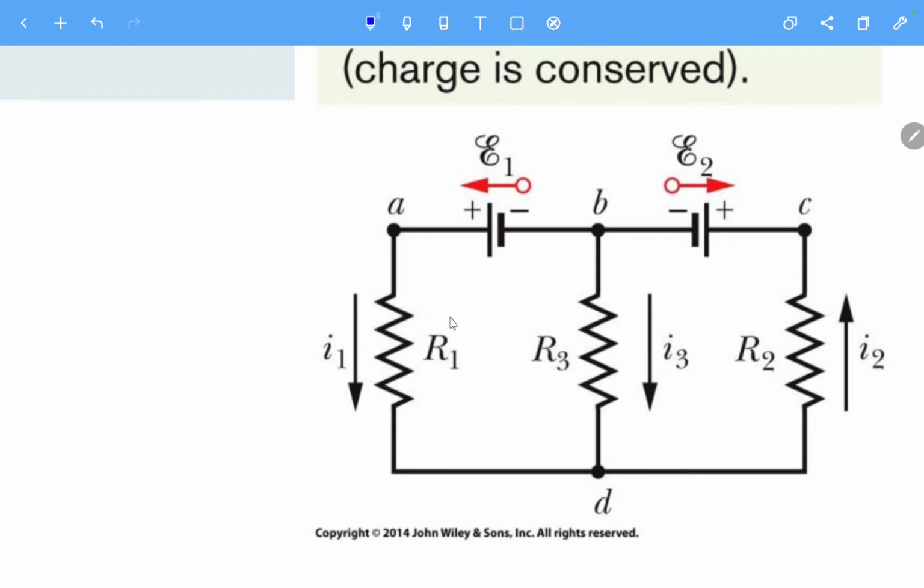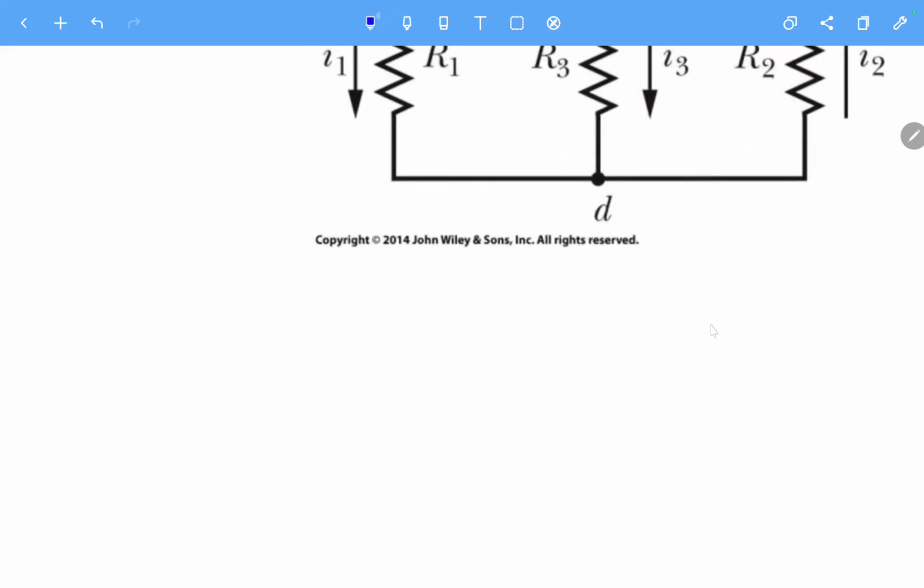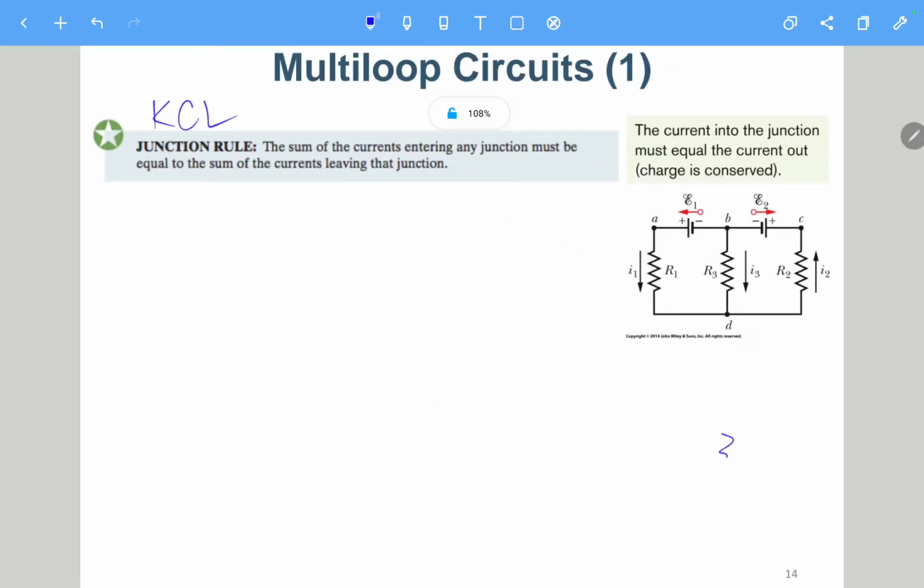So here you can see R1, R2, and R3. They are not parallel or in series. Not in parallel nor in series. Okay, so here you can see one loop, and this is another loop. So you cannot just change these three resistors to be something like parallel. They are not in parallel. If they are in parallel, they should be something like this.